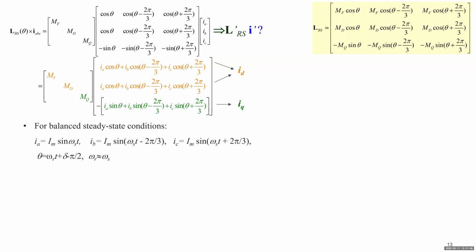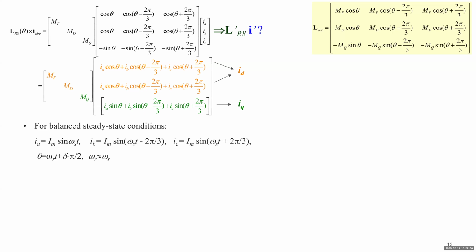To make things simpler, we just consider balanced steady-state condition. In the balanced steady-state condition, if we call IA proportional to some sine function with 0 phase, IB will be the same function with negative 120 degrees. IC will be the waveform at positive 120 degrees.